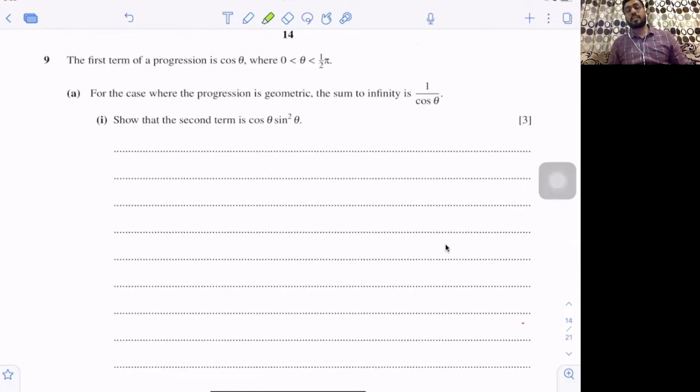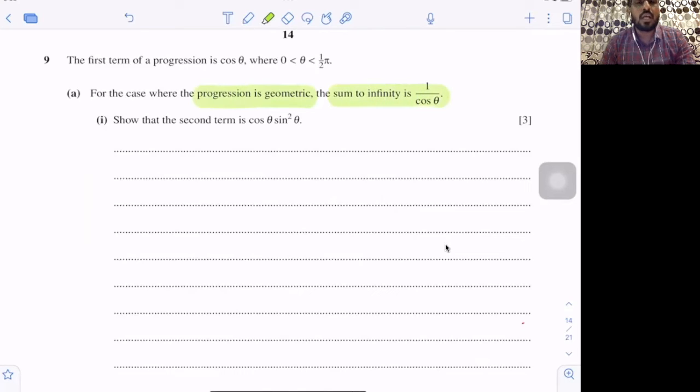So this question is again of series where you have an arithmetic and a geometric progression question. So look at the first part of the question. It says the first term of a progression is cos theta, and theta lies from 0 to pi by 2. It means that theta is in the first quadrant, right? The first term of a progression is cos theta. For the case where the progression is geometric, very clearly mentioned that the progression is geometric, right? The sum to infinity is 1 upon cos theta.